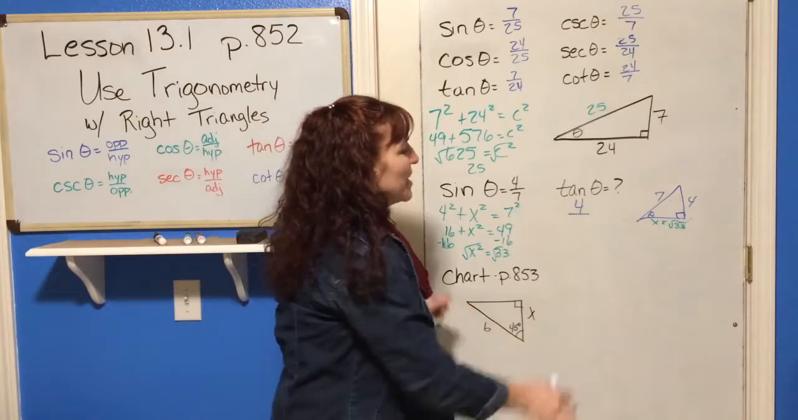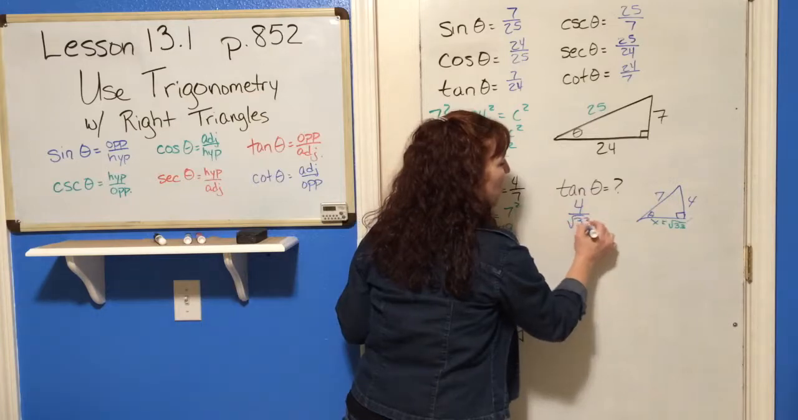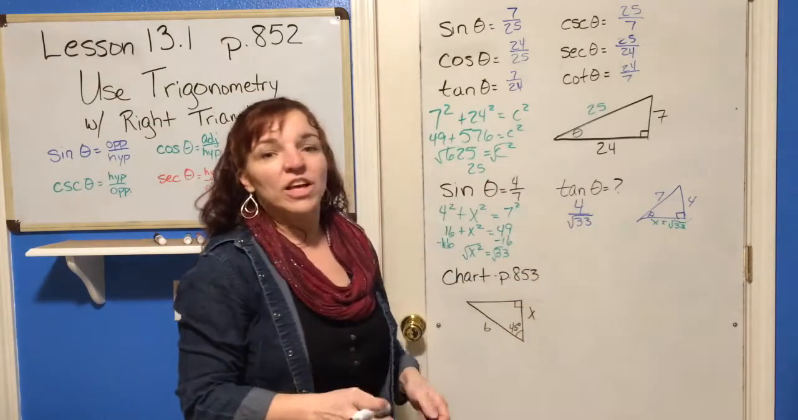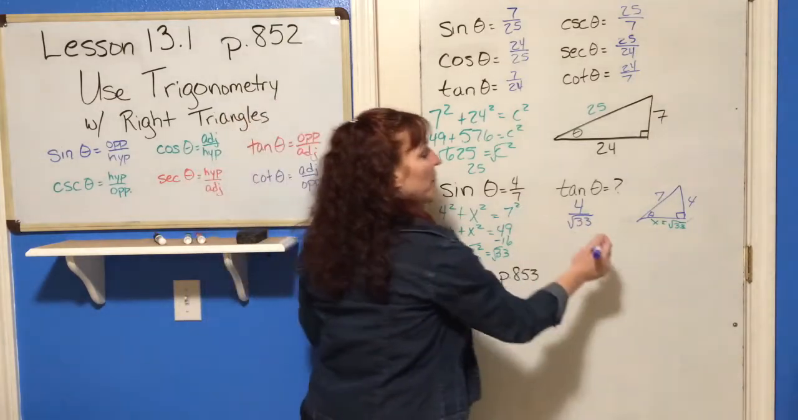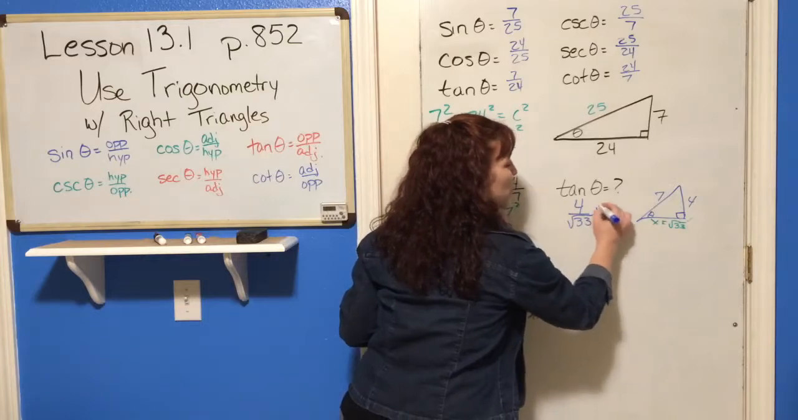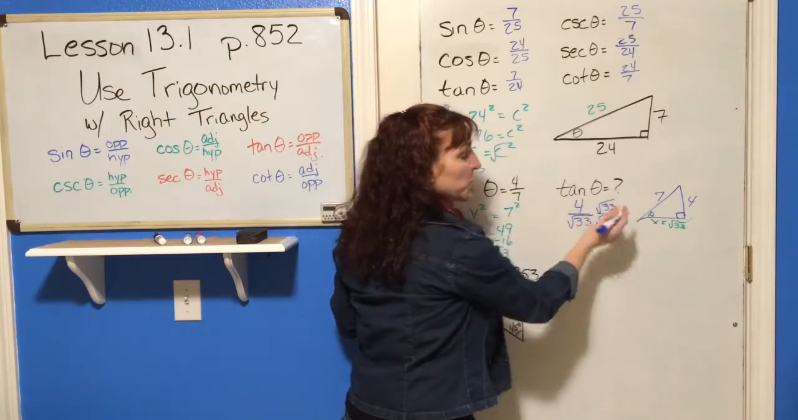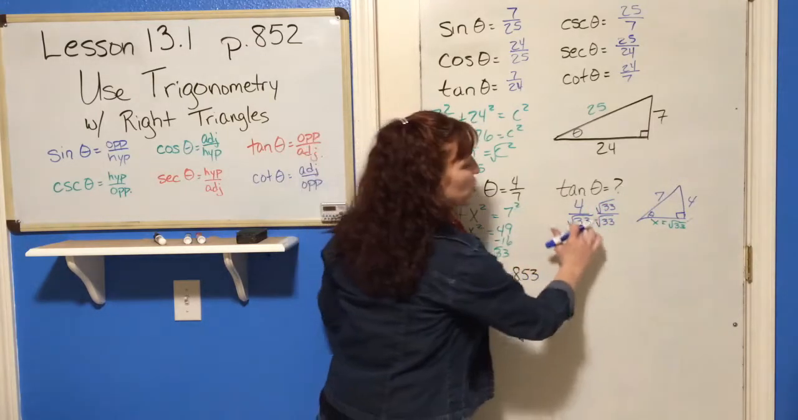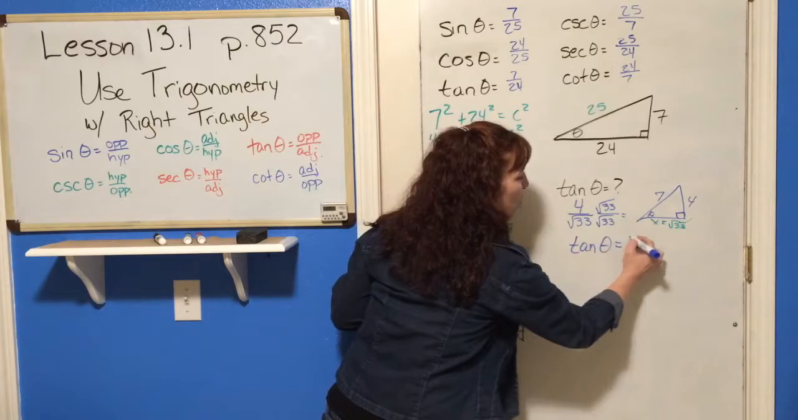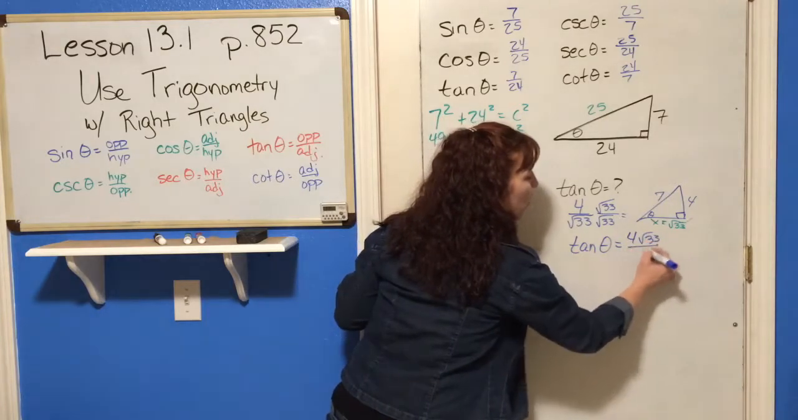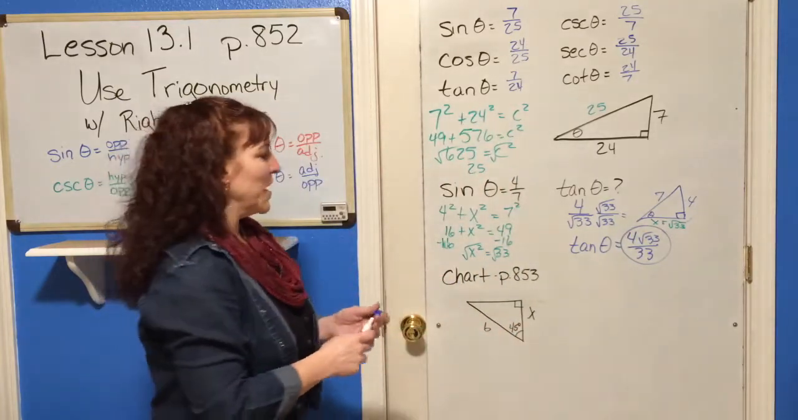So now my tangent is the opposite over adjacent, so it's going to be 4 over the square root of 33. And if you'll remember, we cannot have a square root in the denominator. It's not simplified, so you have to rationalize. Do you remember how to rationalize the denominator? Multiply by the square root over the square root, because if we're multiplying by the same thing on numerator and denominator, we're just multiplying by 1, which doesn't change the value. So multiply across, and your final answer is tangent of theta equals 4 square root of 33 over 33. That's what you're looking for. All right? Moving on.